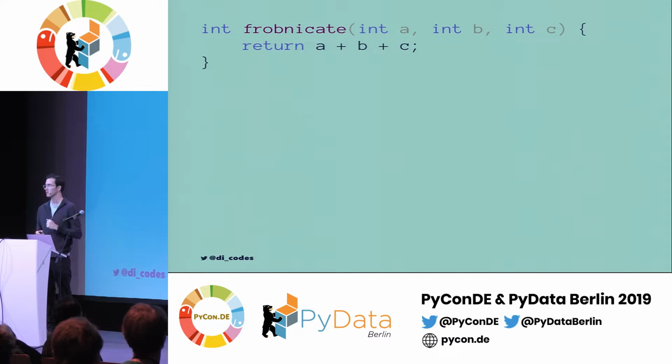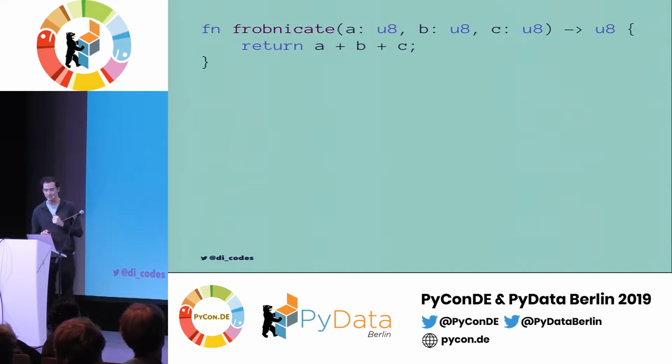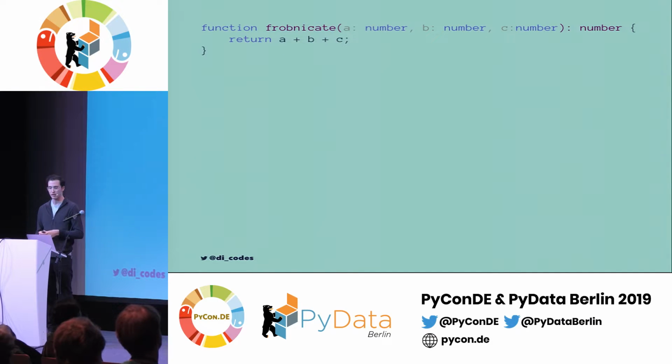Anyone know what this is? I heard C. Yeah, that's C. How about this one? Java. It's a dead giveaway with a public static int. How about this one? Rust, yes. The person who yells Rust is always the most excited one. Yes, Rust has very fine-grained integer types. That's an unsigned 8-bit integer there. How about this one?